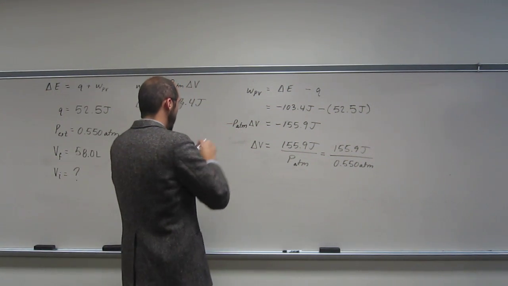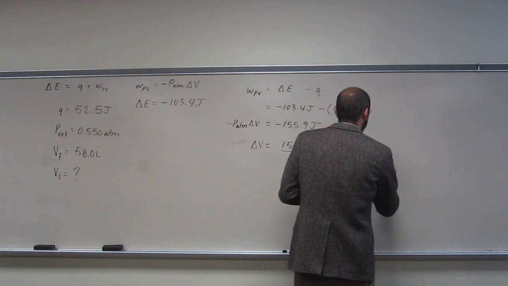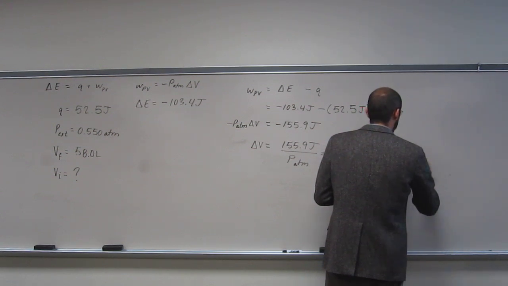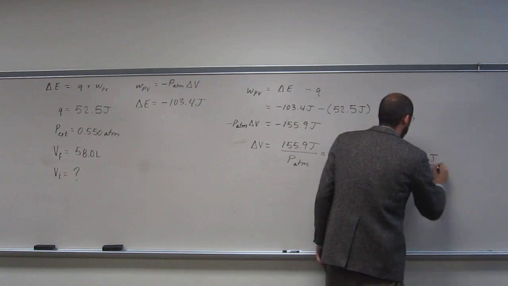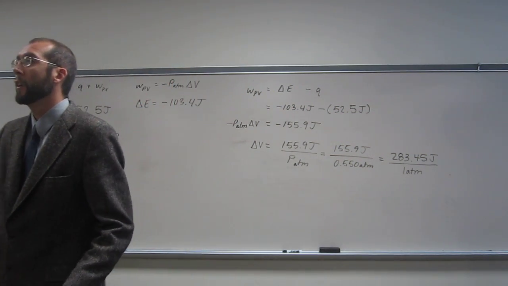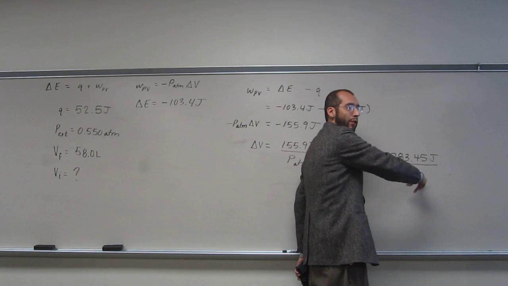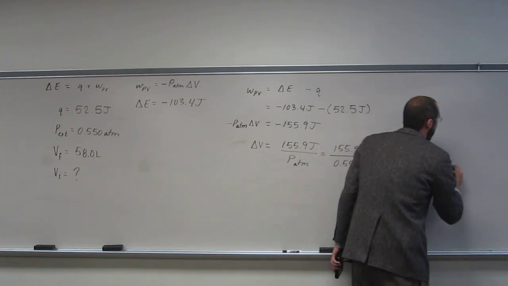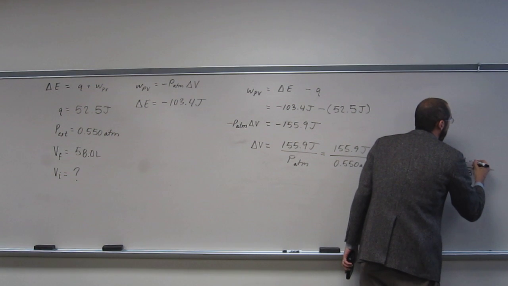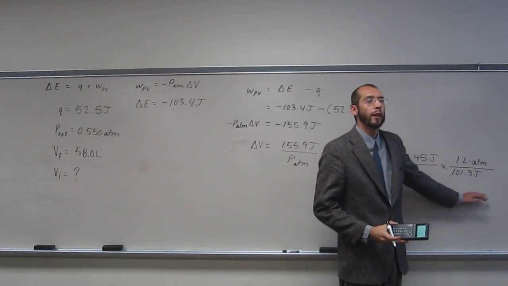So divided by 0.55. In this case, we get 283.45, and we'll just keep it all the way out for right now, joules per one atm. Hopefully you guys can see that there's going to be a conversion involved here, right? Because joules per atm, this is actually a volume unit, it's liters. But to make it look like liters, we've got to convert it. 101.3 joules is 1 liter atm. You guys remember that? So this will be given to you, this conversion factor, but you've got to know when to use it.